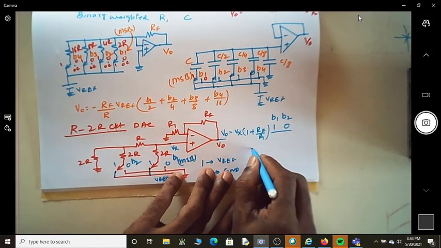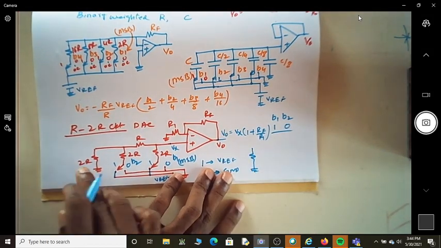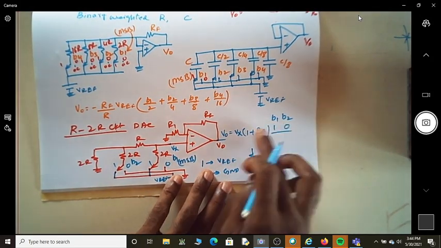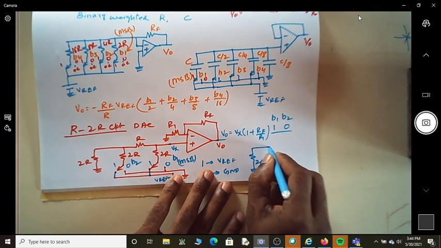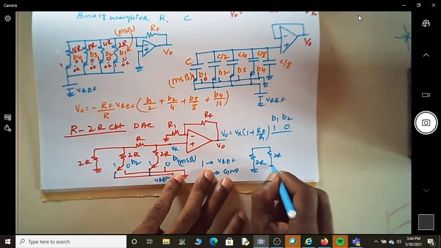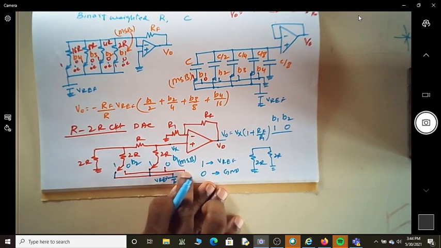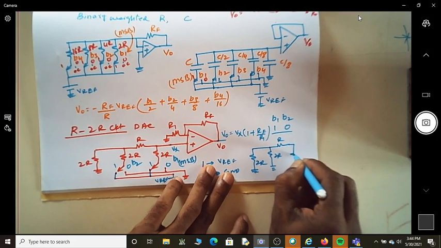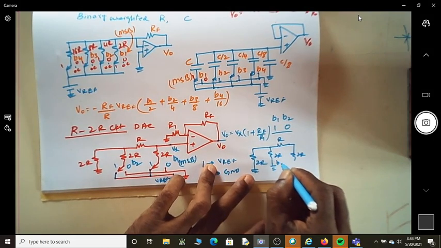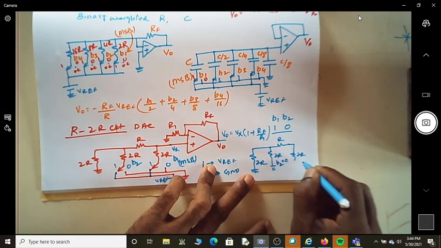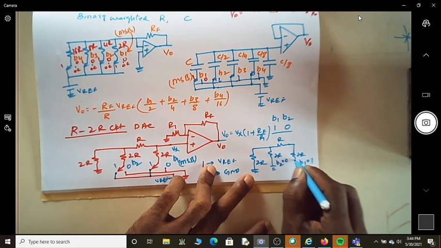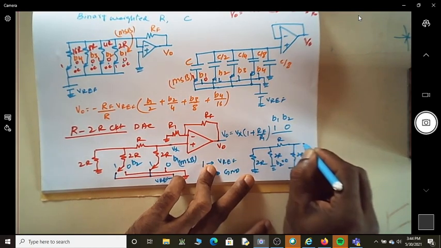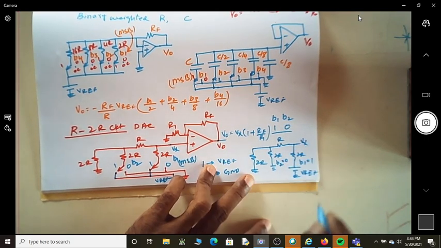So I can rewrite it as, this is already grounded, so this is 2R. Since we are considering B2 as 0, this is also grounded, so I'll have this also 2R grounded, because when it is 0 it will be grounded. Then you have a resistor R, and then you have 2R. This is actually B2 equal to 0, B1 equal to 1. 1 means it is now V reference.